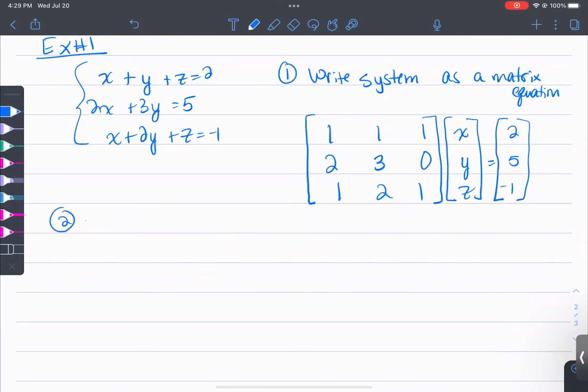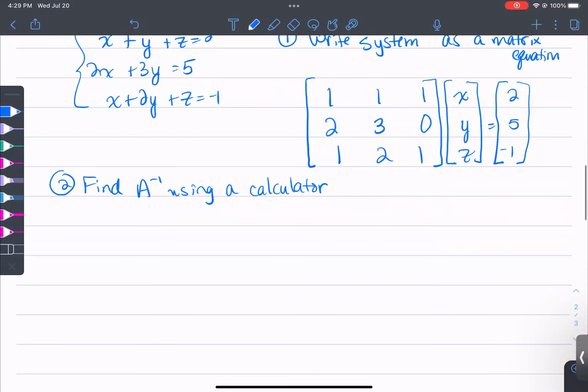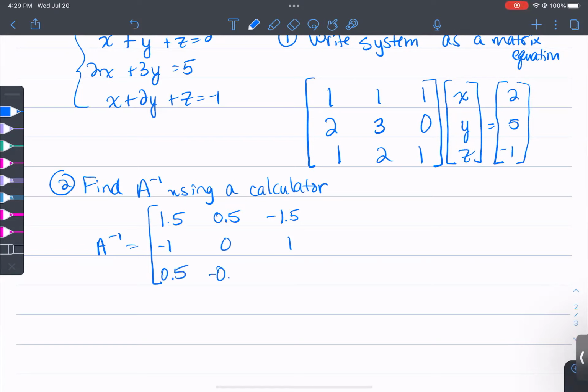Second step, we're going to find the inverse of A using a calculator. So you can create the double width matrix with the identity matrix and do reduced row echelon form, or you can use the A inverse button. Whichever way you choose, make sure that you are able to generate this inverse. So we have 1.5, 0.5, and negative 1.5 as our first row. Negative 1, 0, 1 is the second row. 0.5, negative 0.5, and 0.5 as the third row.